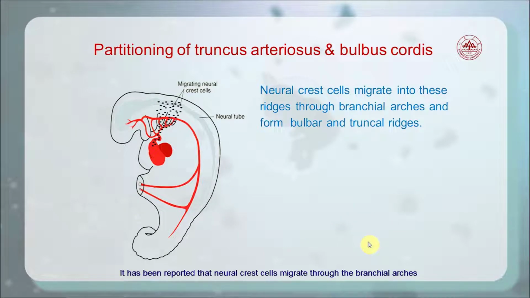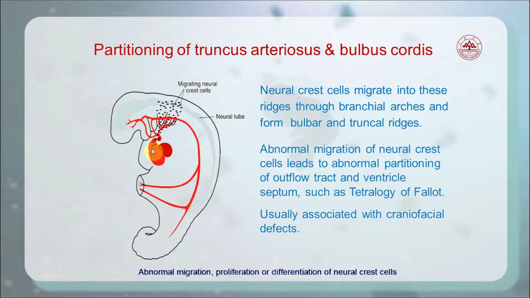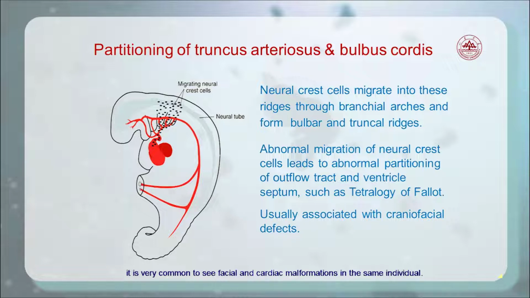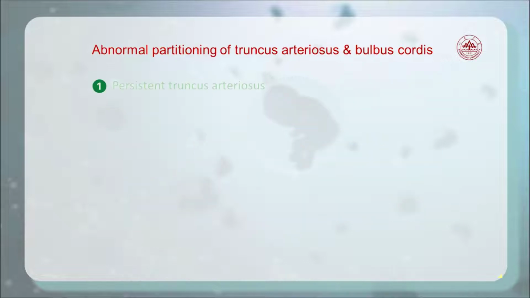It has been reported that neural crest cells migrate through the pharyngeal arches to reach these regions. Abnormal migration, proliferation, or differentiation of neural crest cells results in congenital malformations in this region, such as tetralogy of Fallot. Since neural crest cells also contribute to craniofacial development, it's very common to see facial and cardiac malformations in the same individual. Abnormal septal formation in the truncus arteriosus will cause severe malformations.